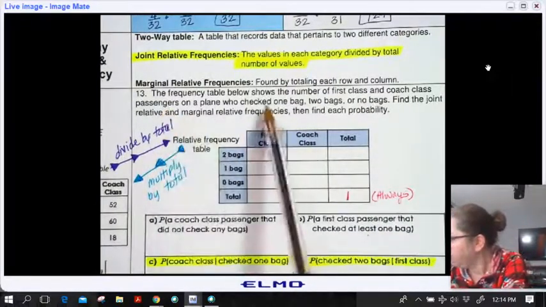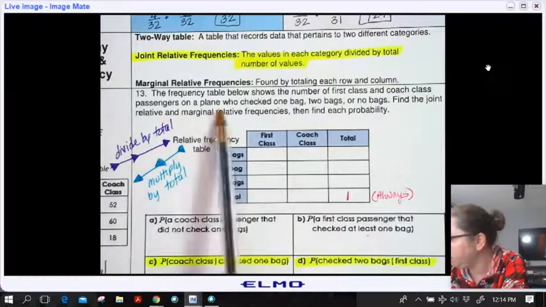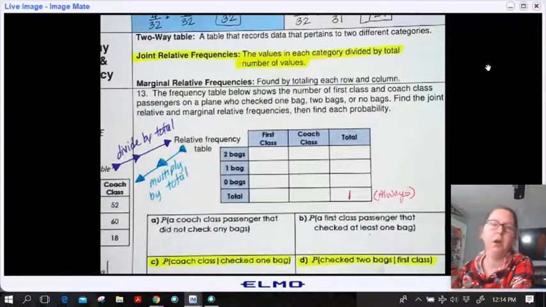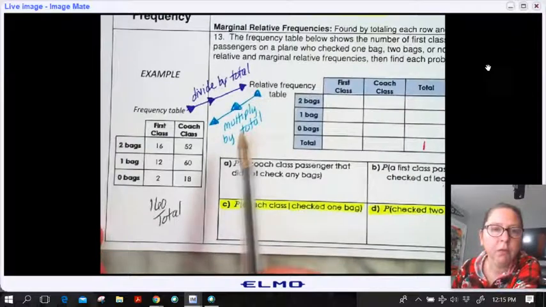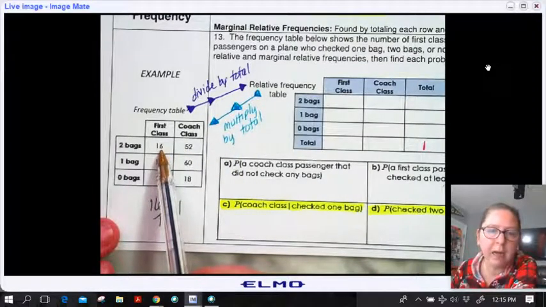A frequency table below shows the number of first class and coach class passengers on a plane who checked 1 bag, 2 bags, or no bags. All right, so that's what we're looking at. So these are the actual numbers of people. 16 first class people checked 2 bags.